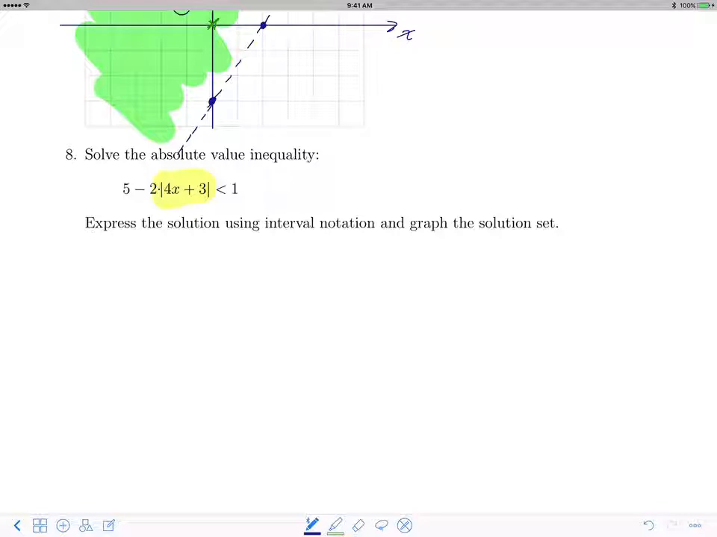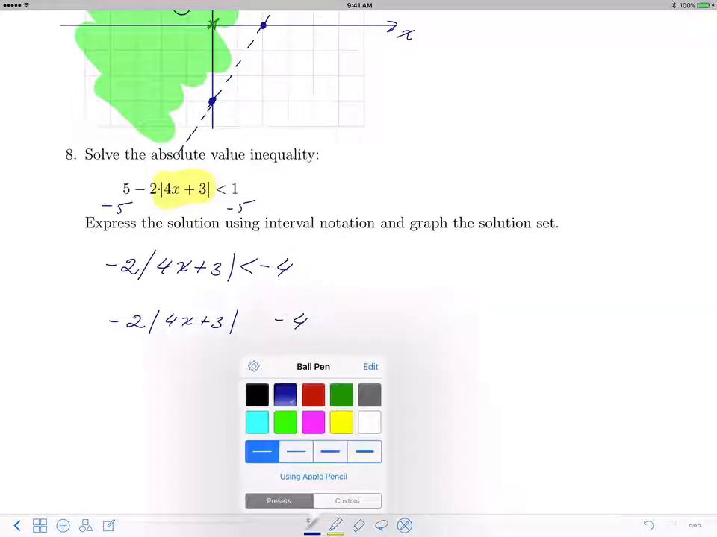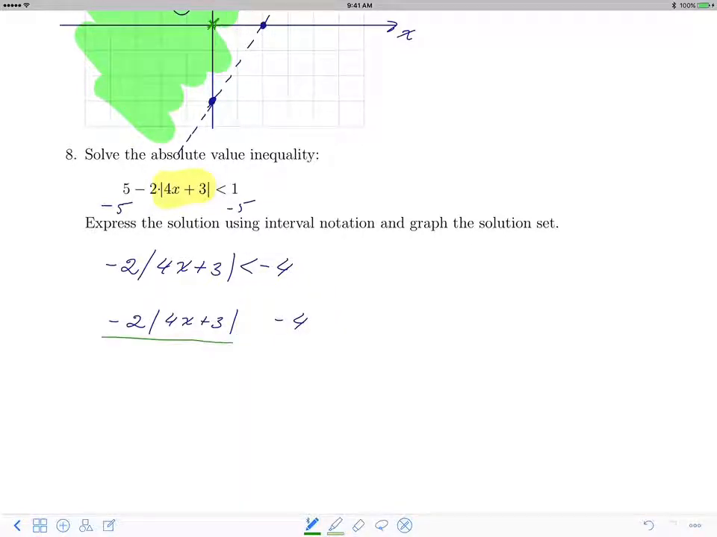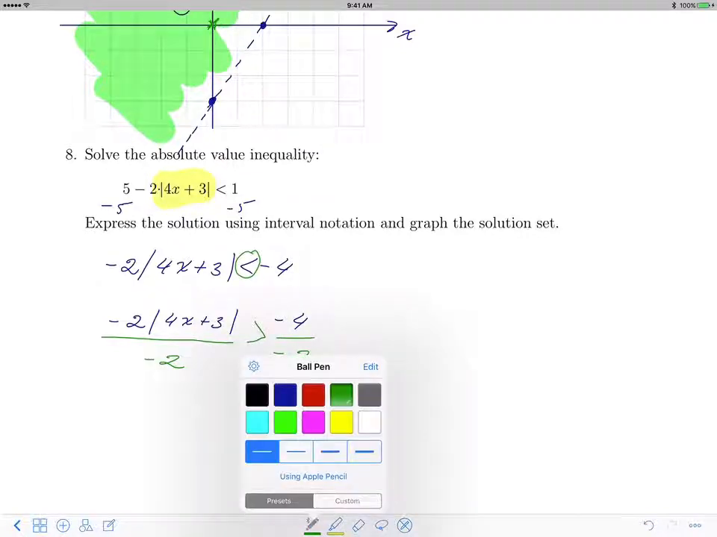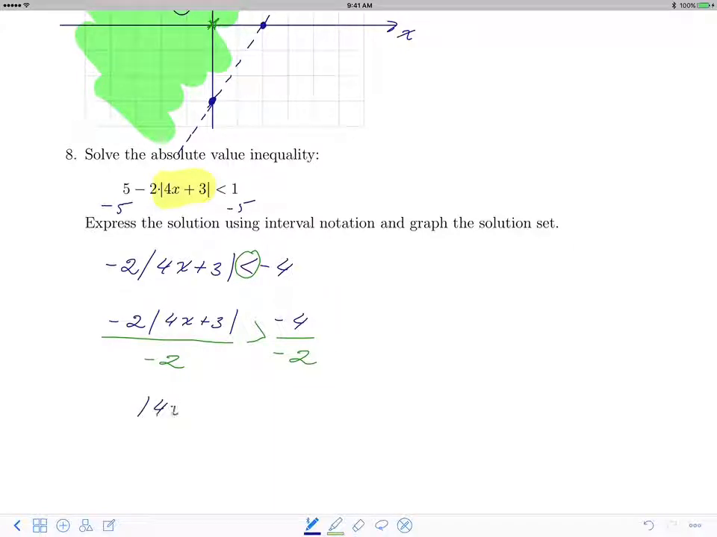Instead, to get rid of 5, we're going to subtract 5 from both sides. So we're left with negative 2 absolute value of 4x plus 3 is less than negative 4. And then we're going to divide both sides by this negative 2 to get rid of it. And here's the trick to remember. When we're working with inequalities, when you divide by a negative number, you have to reverse the direction of the inequality in that step. Okay, so we're left with absolute value of 4x plus 3 is greater than positive 2.